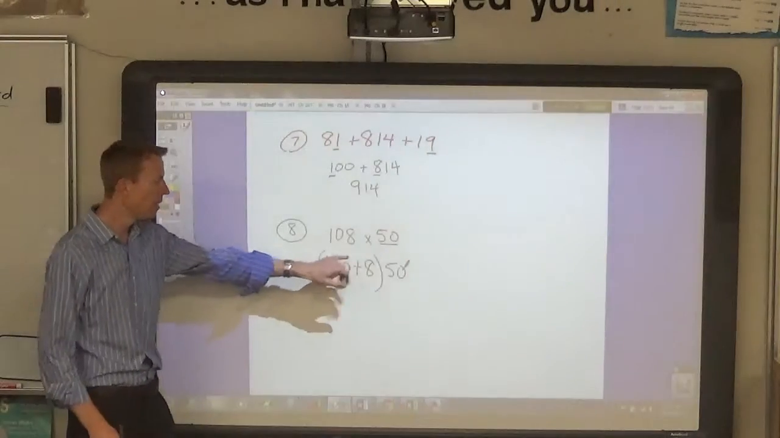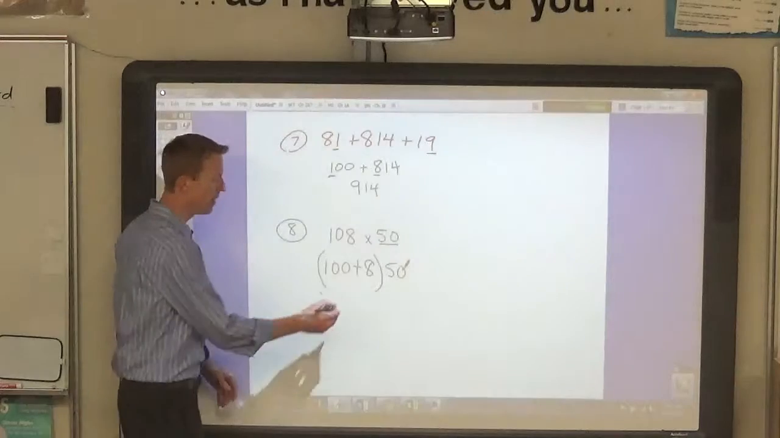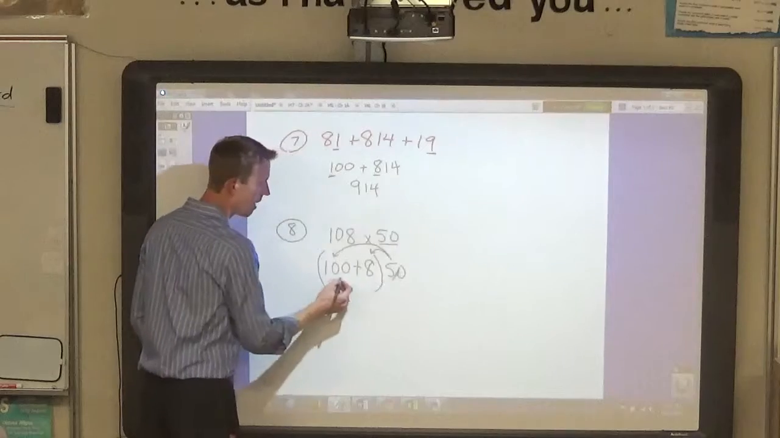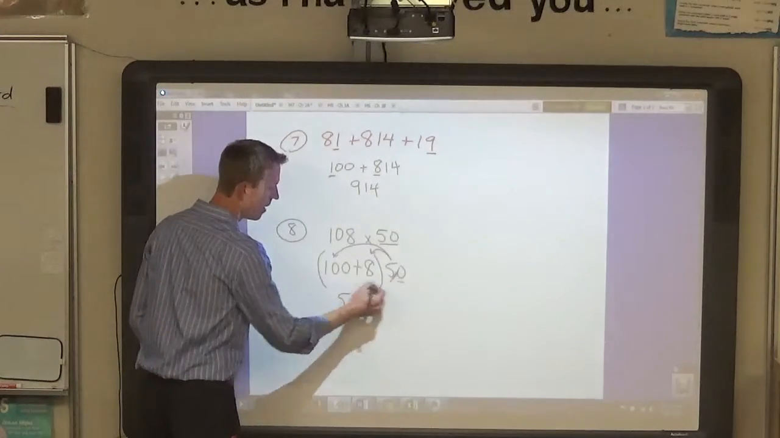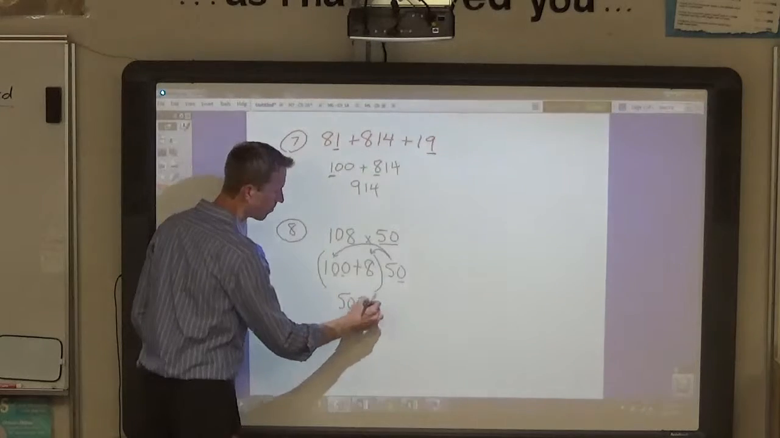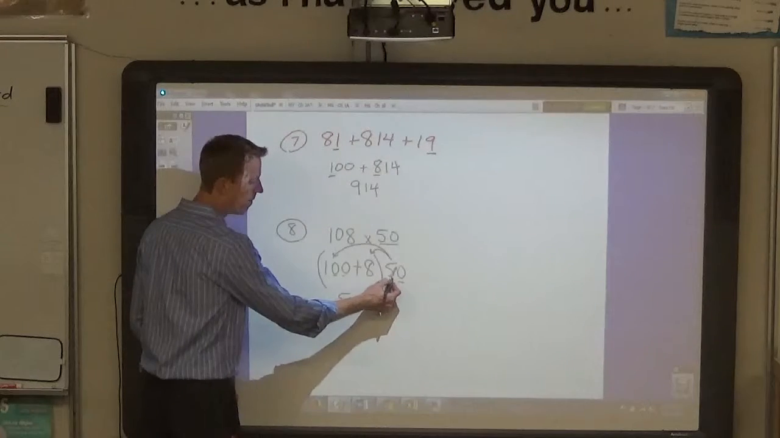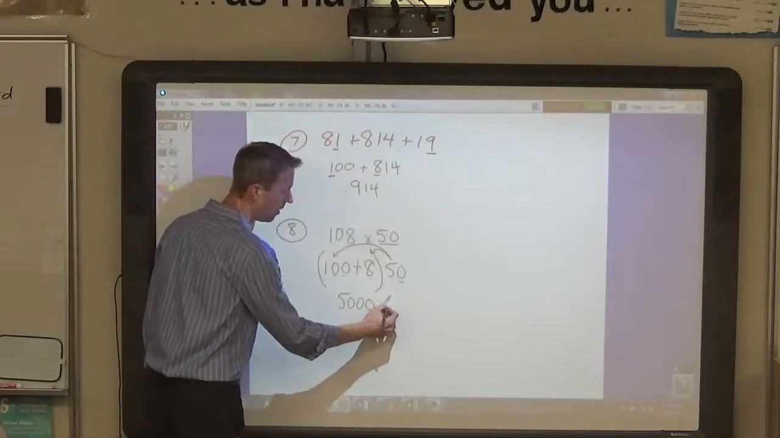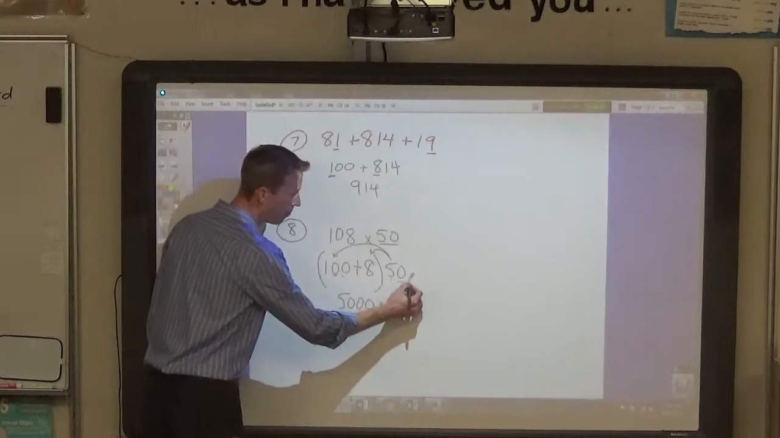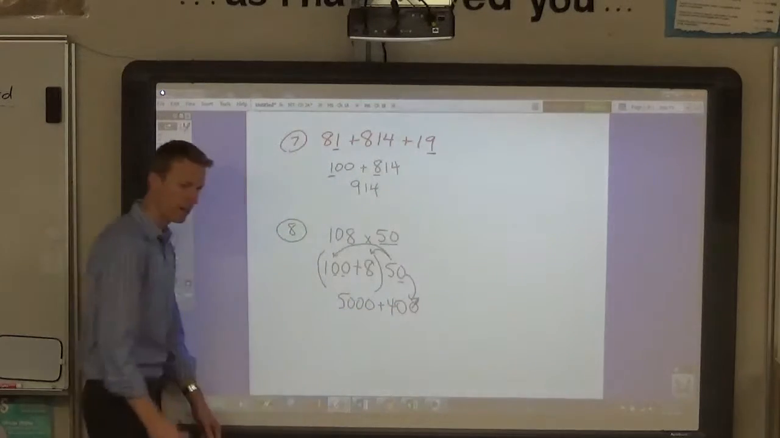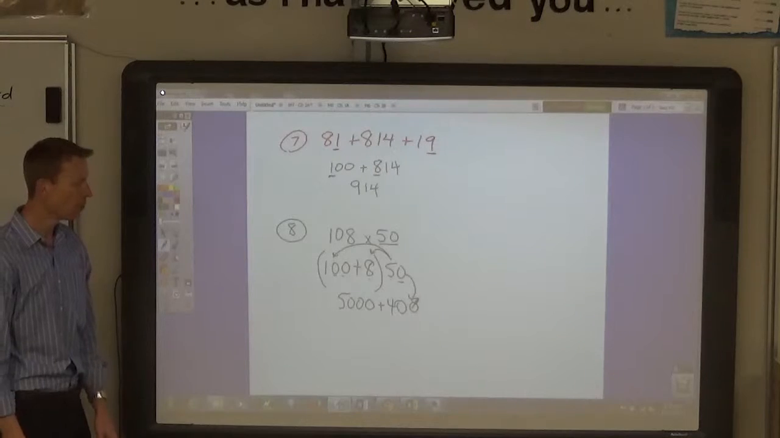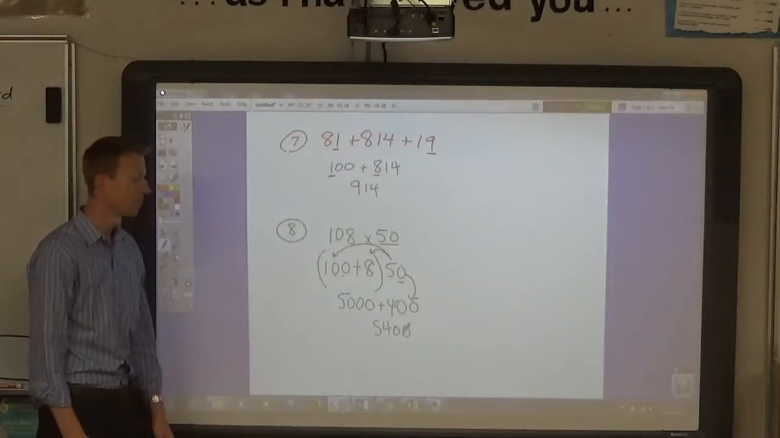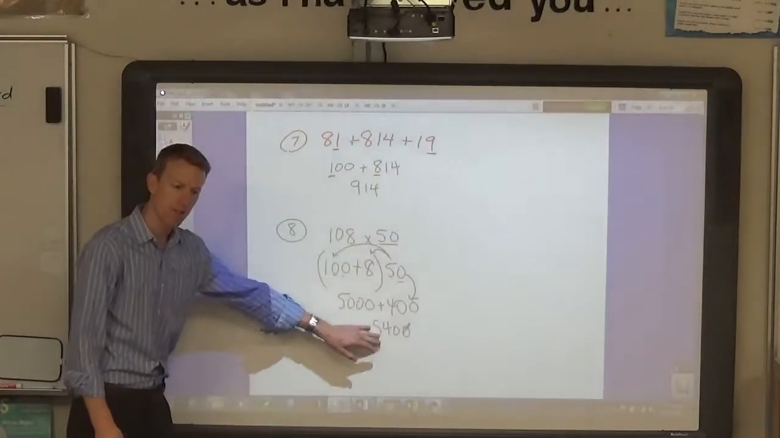So breaking apart the number, and then using the distributive property, we distribute the 50. So 50 times 100 is 5, and then 3 zeros, 5,000. 50 times 8, if we do 5 times 8, we get 40, and then give it one more zero, so it's 400. 5,000 plus 400 is 5,400. So we can get it using mental math this way.